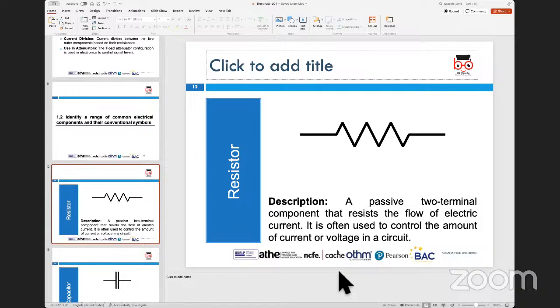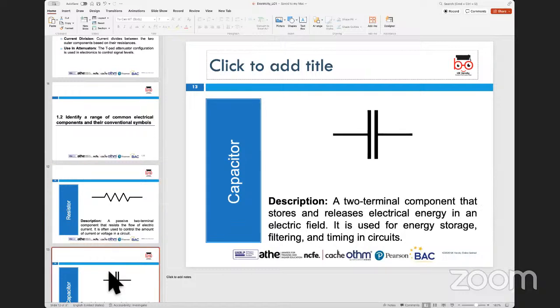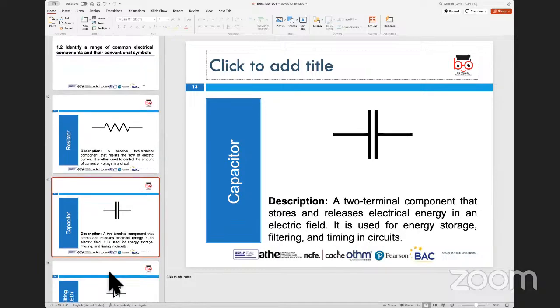which is an American symbol, and the European symbol is more of a rectangle. So just keep this in mind. What is a resistor? What is its symbol? And where do we use it? And what is it used for?